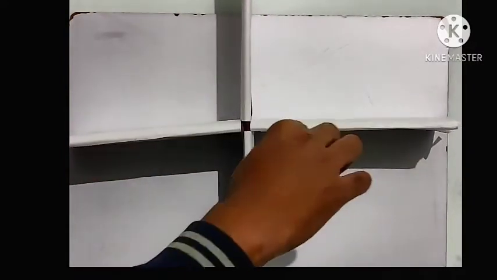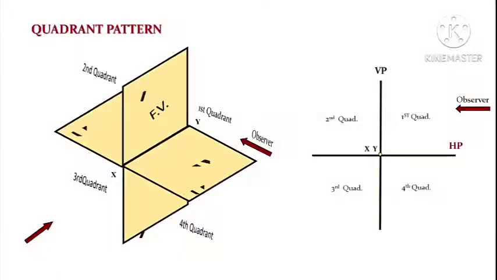So let me show. For instance, this is a 4-quadrant system, something like this. If I see from here, what are you seeing? You are seeing a plus, right? So to make it convenient to draw in the drawing sheet, we are converting this 4-quadrant system into something like this. As I have shown here, the position of the observer is important. The position of the observer is to the right side of the vertical plane. So that one is the first quadrant, second quadrant, third quadrant and fourth quadrant.